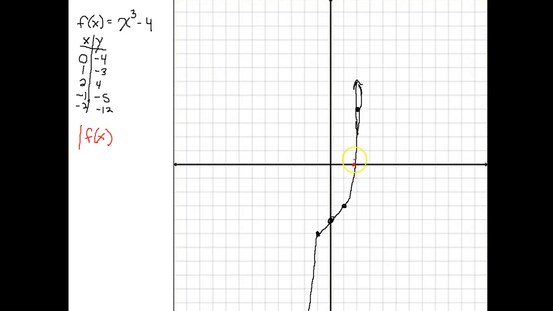Well, this part on up gets to stay. It stays where it is. But this 1, -3 has to reflect up. This 0, -4 has to reflect up. This -1, -5 has to reflect up. And the -2, -12 has to reflect up. So that's going to be at the very tippy top here.